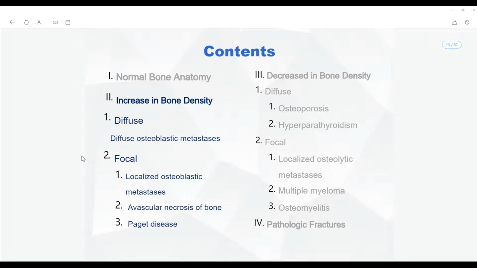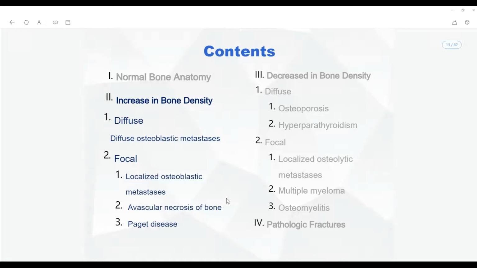There are some diseases which influence the density of these structures. There are two ends: one is the increase in the bone density, and the other is the decrease in the bone density. So we are going to find out some of the densities of the bone first, starting with the increase in the bone density.